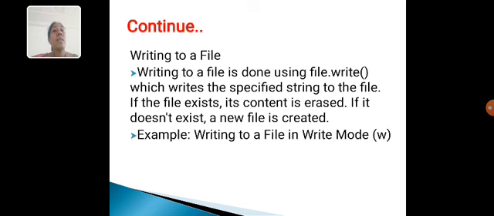Writing to a file. Writing to a file is done using filename.write, which writes the specified string to the file. If the file exists, its content is erased. If it does not exist, a new file is created. Example: writing to a file in write mode.